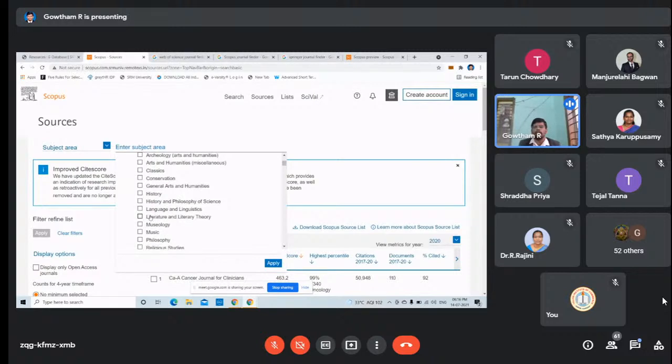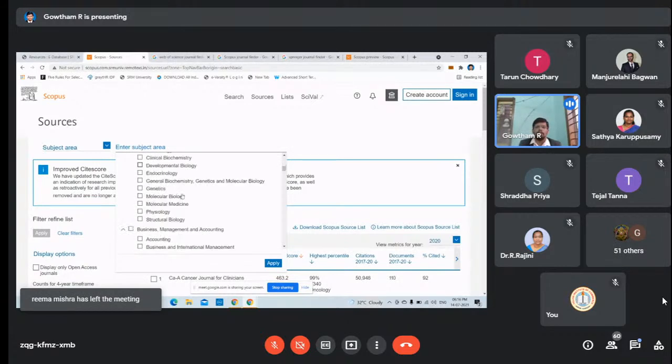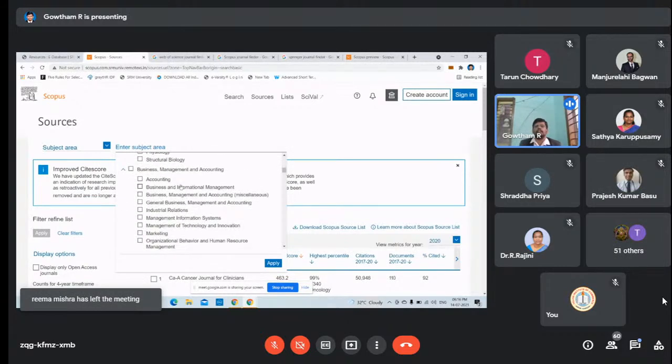So as far as our concern, if you are from literature, because one time I saw somebody asking about literature, you have a separate category called literature and literary theory. You can always choose that. So as far as our botheration is concerned, now here is our domain, our commerce and management domain. I think they are putting it under 3 different categories.